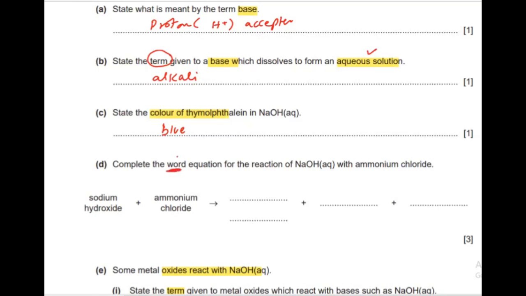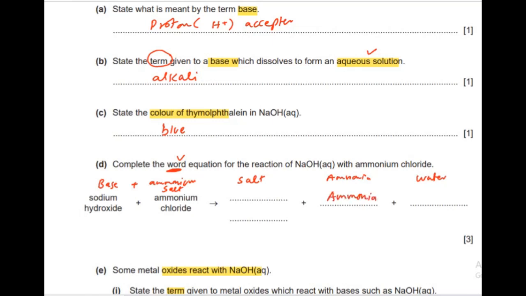Complete the word equation. He's saying to complete the word equation, so don't write the symbol equation. Sodium hydroxide and ammonium chloride. You know that whenever a base reacts with an ammonium salt, you will always get another salt, ammonia, and water. So these are the 3 products which you get by reacting any base with an ammonium salt.